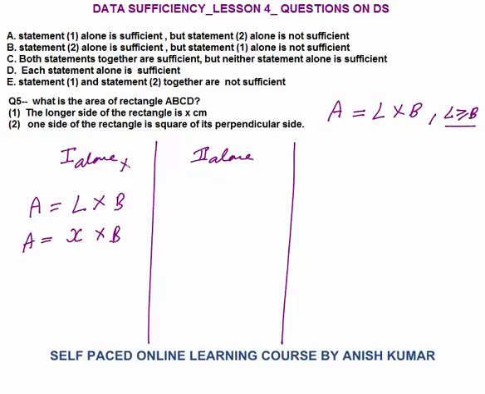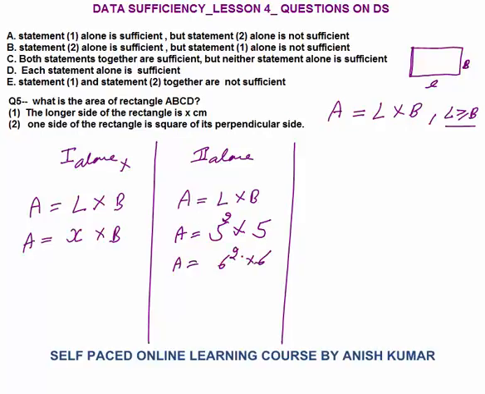Second says that one side of the rectangle is the square of the perpendicular side. So area is equal to L into B. Now there could be infinite possibilities in this case, because let's say the breadth is 5, so length could be 5 square. In a rectangle there are two sides, length and breadth, so length will always be greater than breadth. If breadth is 5, length will be its square. It could be 6 or 6 square, it could be 9 or root 9. So there will be infinite possibilities, and this statement is not sufficient to answer the question.